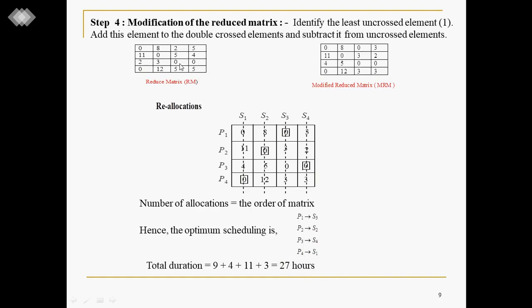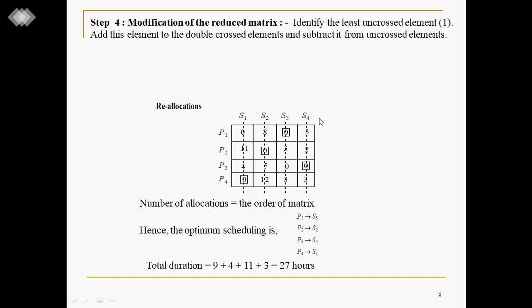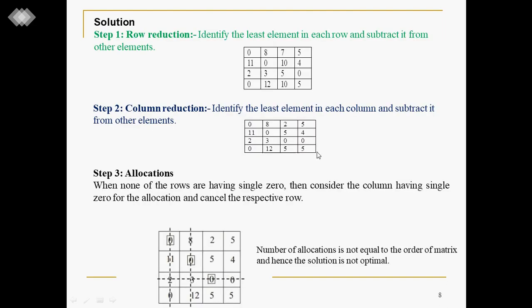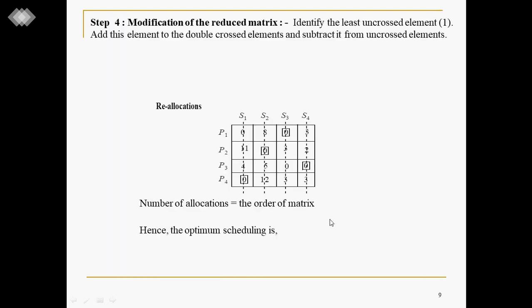So you can see how to convert the reduced matrix to the modified reduced matrix before allocations. I have given the steps. Only thing is, here you have to make it 2. This is the reduced matrix, and this one is the modified reduced matrix. Of course, you have to take this as the reference. You have to add the least element to the double crossed element, subtract it from the single crossed, uncrossed elements, and retain all other elements. Okay.